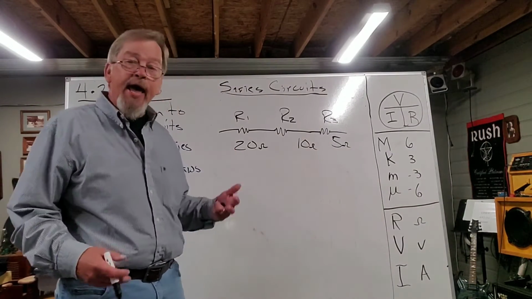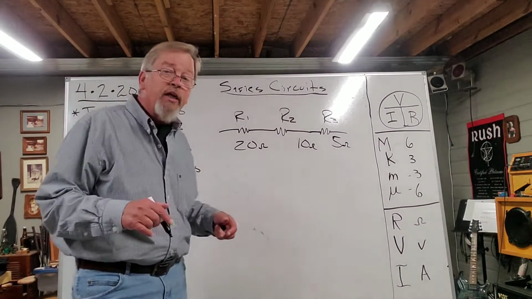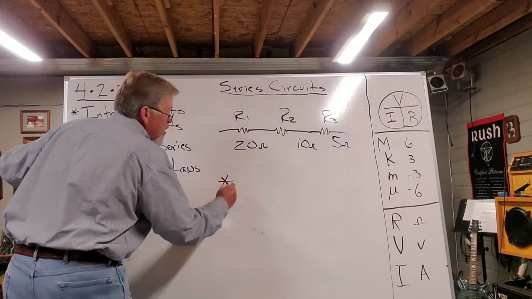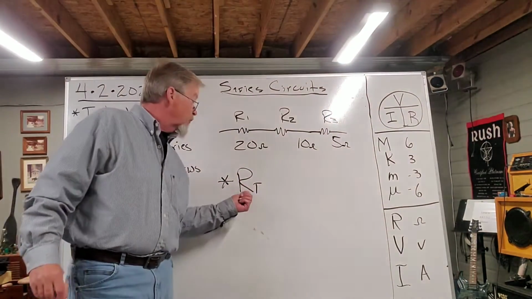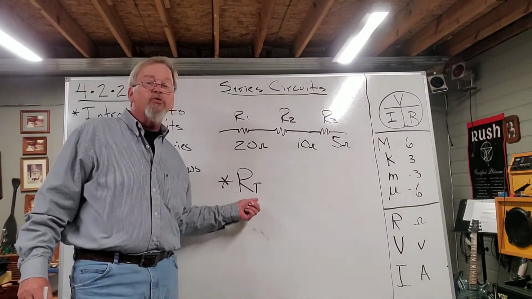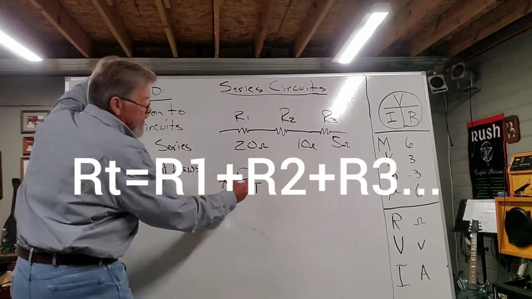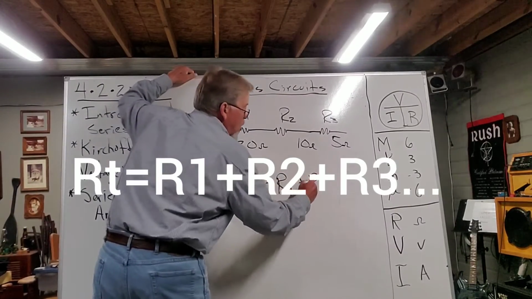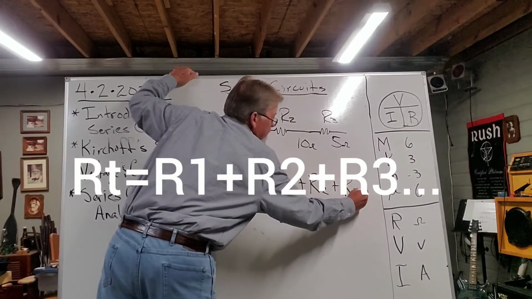You take and add up the individual resistors. So this is the last little tidbit we've got to get. RT, total resistance, RT is equal to R1 plus R2 plus R3.